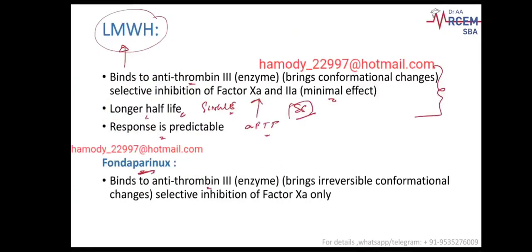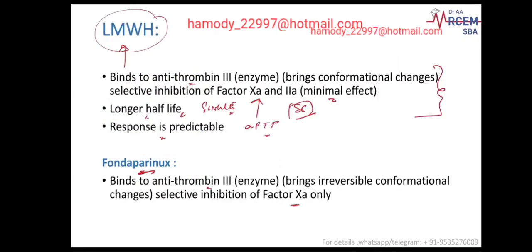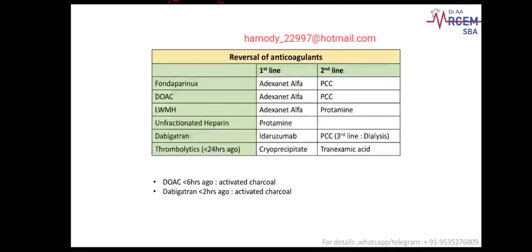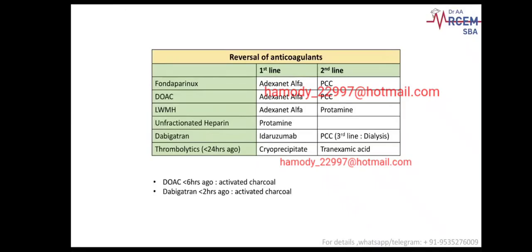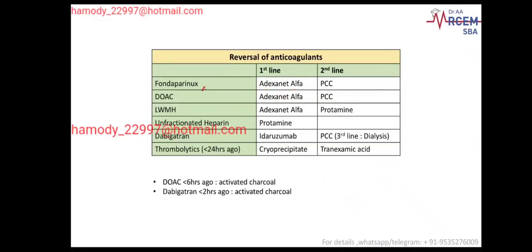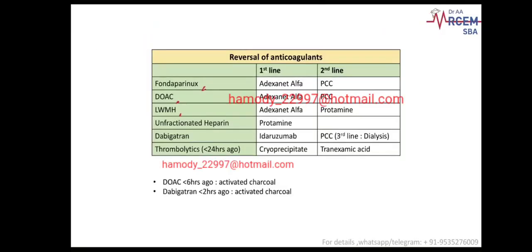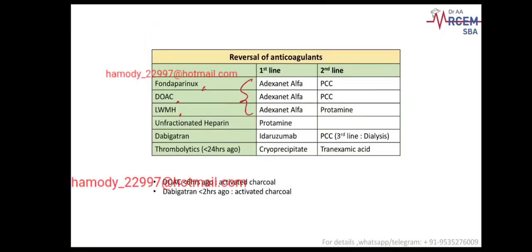Fondaparinux directly inhibits activated factor 10A. So for fondaparinux, is there any antidote? Yes. For direct oral anticoagulants, there are rivaroxaban and apixaban. For all of these, the antidote is andexanet alfa. First two, that is fondaparinux and direct oral anticoagulants.